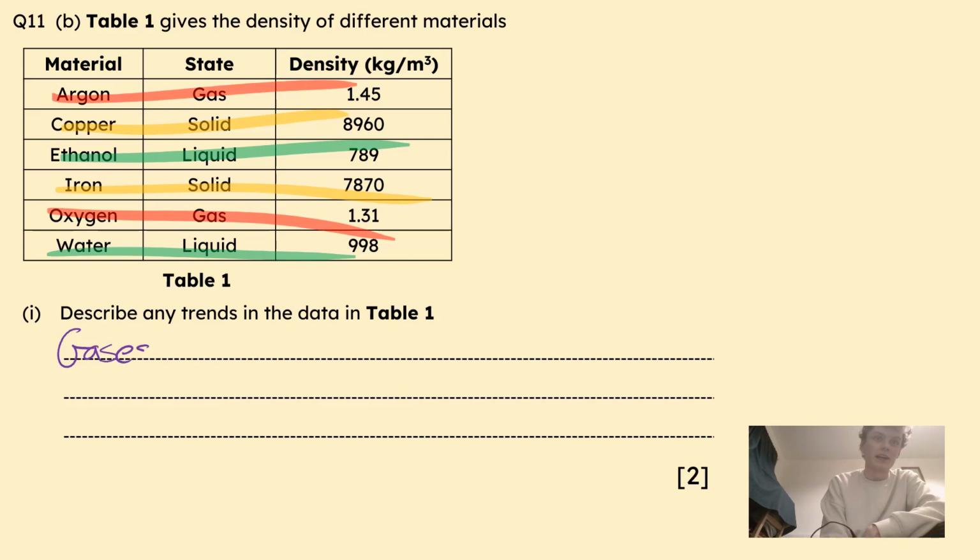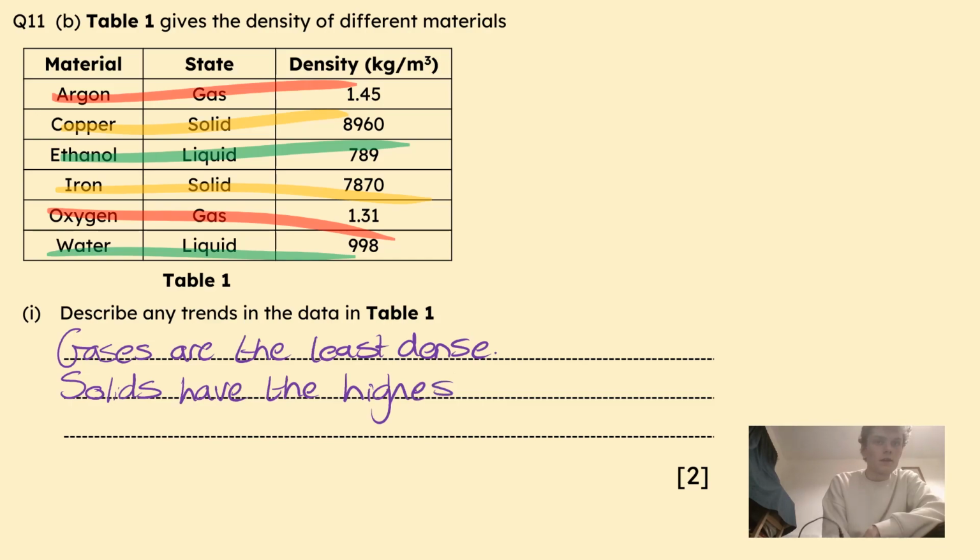So the way you would say that is gases are the least dense. And then solids have the biggest number in this column. So you could say solids are the most dense, or solids have the highest density. And those are 2 marks right there. You've got everything in the question. You don't need to write more.